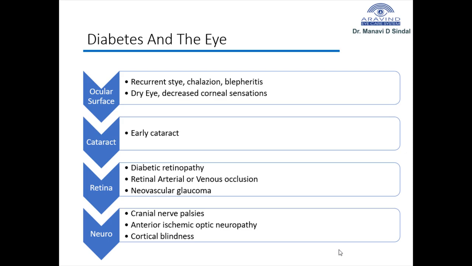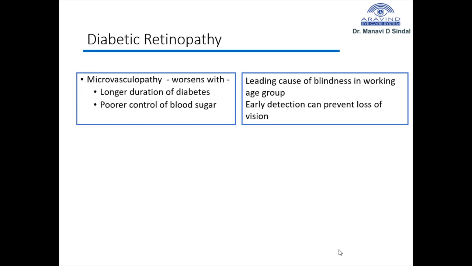So we know that diabetic retinopathy is a microvasculopathy, and it worsens with longer duration of diabetes and poorer control of blood sugar mainly, but also it is concerned with control of the hypertension, the lipids in the patient, their renal function and status, their hemoglobin levels. And what is interesting again is that the retina is the one place in the body where we can see living blood vessels and we can see the changes occurring in them. And it is very important because it is a leading cause of blindness in the working age group.